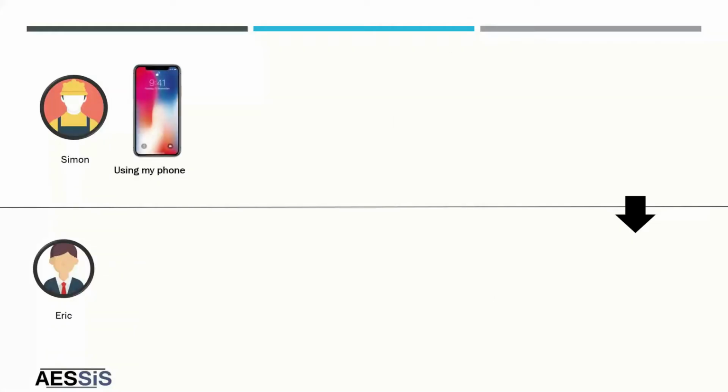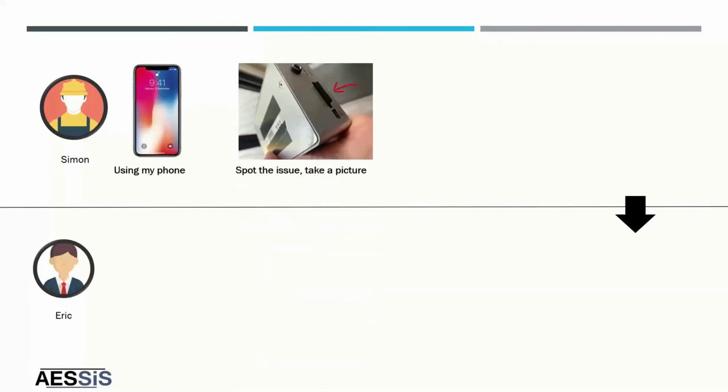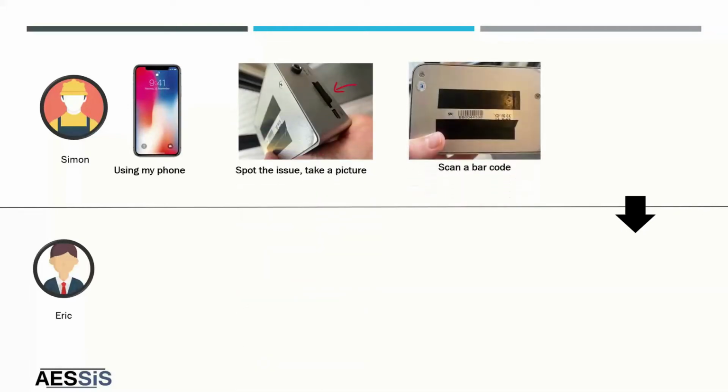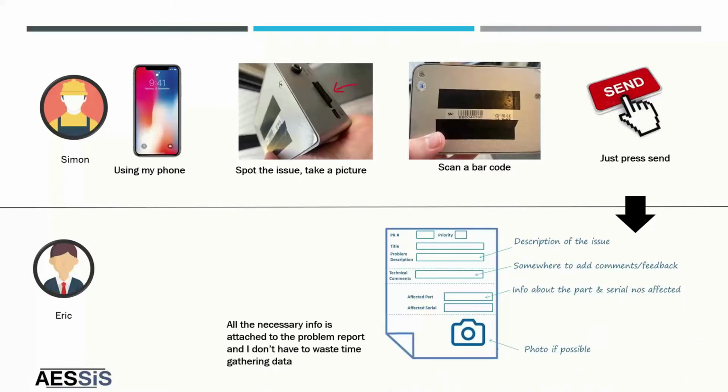Here it is in kind of graphical format. This guy, Simon, wants to use his phone. He's going to take a picture of an issue, scan a barcode, and then he just wants to press the send button. And the engineer just sees the issue delivered as a problem report in his system. He doesn't have to go wandering around, phoning people up, emailing people to try and find out the proper context.